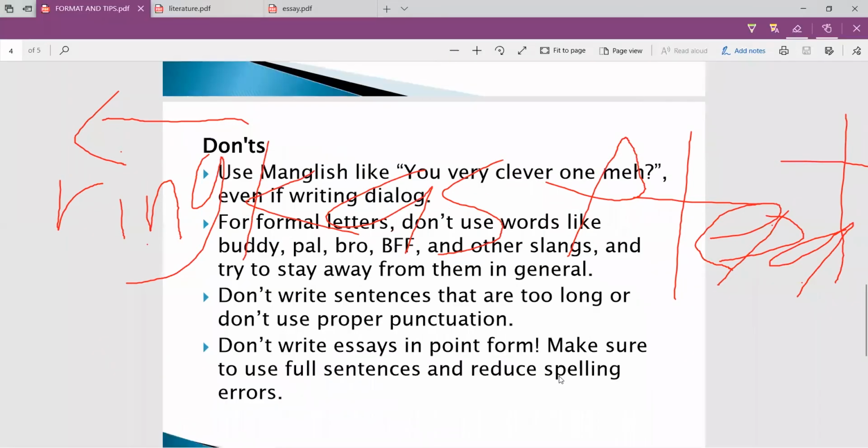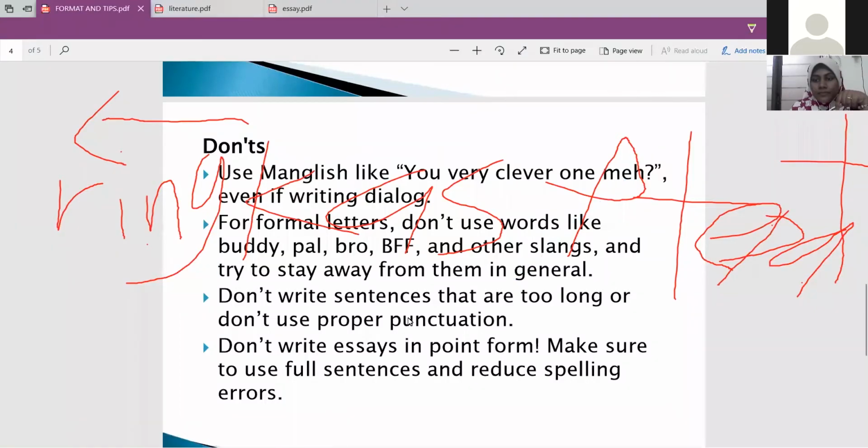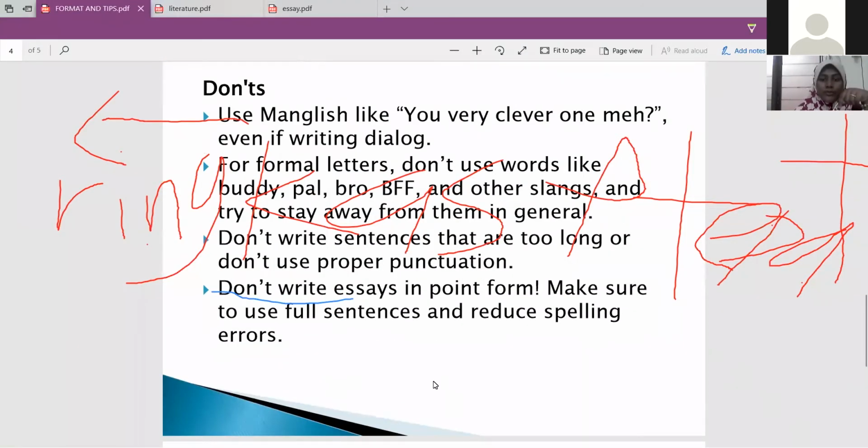For the don'ts, what you shouldn't do in your paper: you use Manglish, short forms, and all that. Okay, don't write the essay in point form. Make sure to use full sentences and reduce spelling errors, meaning that you cannot write an essay in point form. It should be paragraph by paragraph by paragraph. And some students tend to forget about the spacing. Okay, when you have your introduction, you put a space and then you start your writing, and then your second paragraph is the same thing.